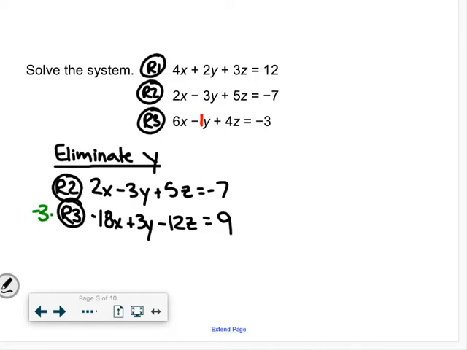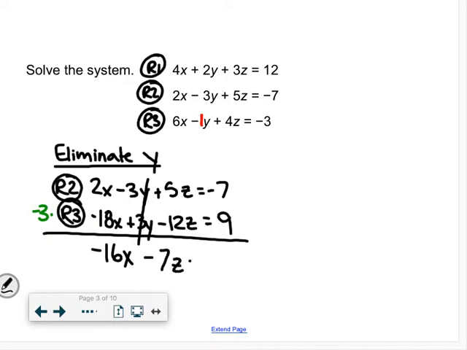Okay. Can you imagine how terrible it will feel if you miss a negative sign? Sad day. Or when you do 3 times 3, you write 6. Cool. These are the small things that can come back to haunt us, okay? So we got to be really careful. All right. You got them written out? Now stack and add. 2x plus negative 18x. Negative 16x. Negative 3y plus 3y cancels, which is what we said we were going to do, right? 5z minus 12z.